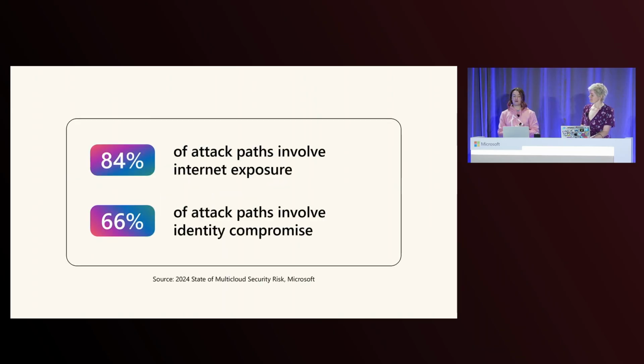Then, a couple more. 84% of attack paths involve internet exposure, so that's any kind of application or system that is exposed to the internet that needs to egress. That's where that initial attack path comes from. And 66% of attack paths involve identity compromise. Again, no surprise there.